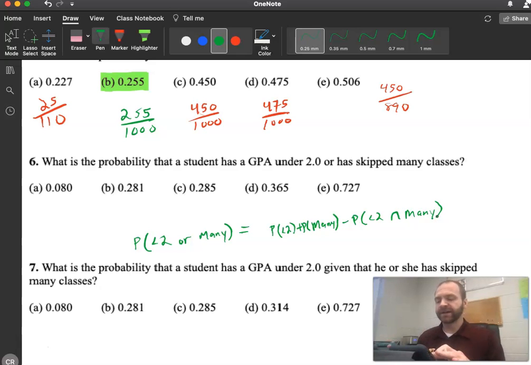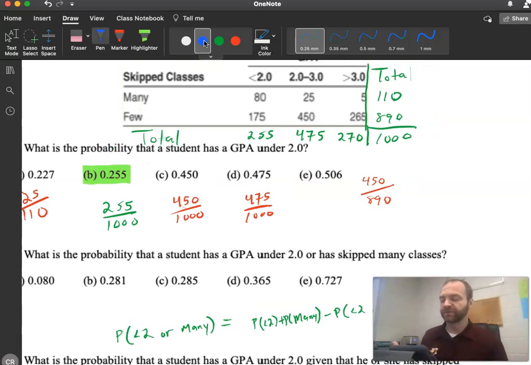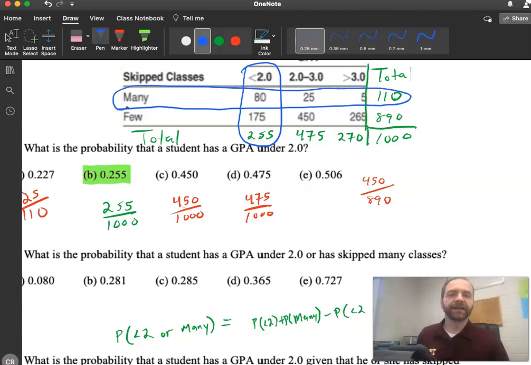And we can see that if we go to the table and highlight the areas we're looking at. So I want the probability of less than 2. We already found that: 255 out of 1,000. I want the probability of many. In this case, many would be these cells. So the probability of many is going to be 110 out of 1,000. So I have 255 out of 1,000, and I'll put it right here.